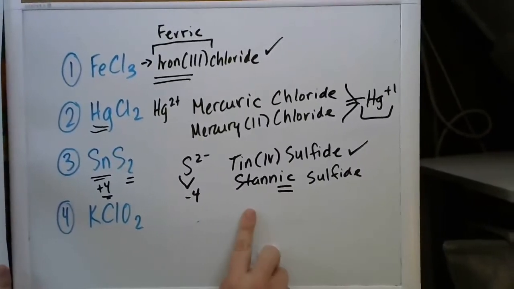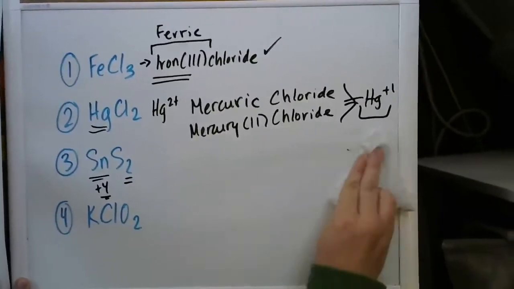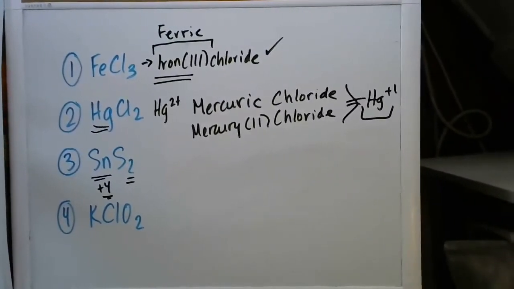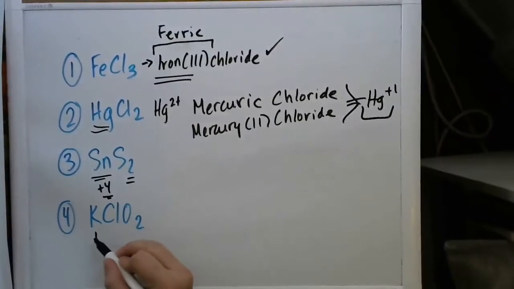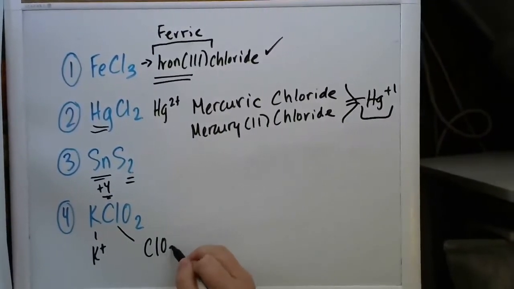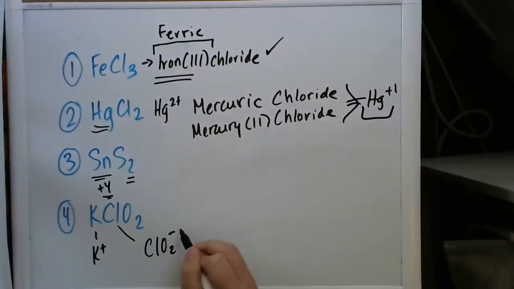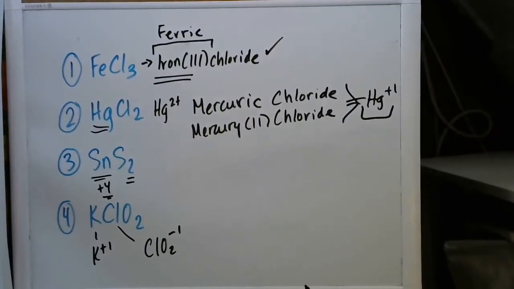Okay, I'm going to erase that because I want a little more room down here. You guys get to pause and rewind now, so it's great. And then finally we have this one. So we see that we have the potassium here, that's K+, and we have ClO2 -1. And we have to know the names of both of these things, right?